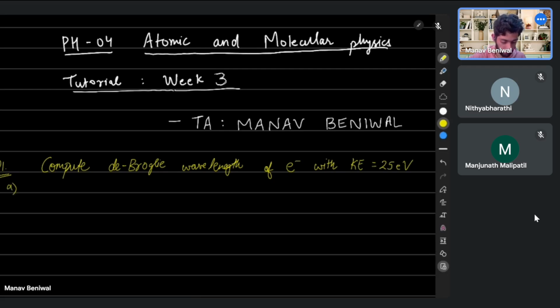So the question reads: compute the de Broglie wavelength of an electron with kinetic energy 25 eV, and your options are 5.02 angstroms, 2.45 angstroms, 1.33 angstroms, 0.56 angstroms.